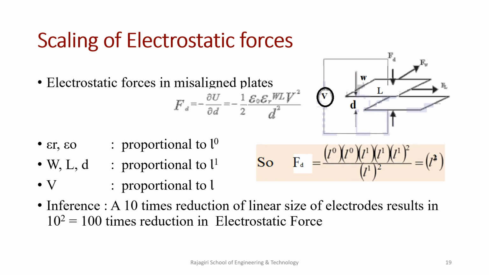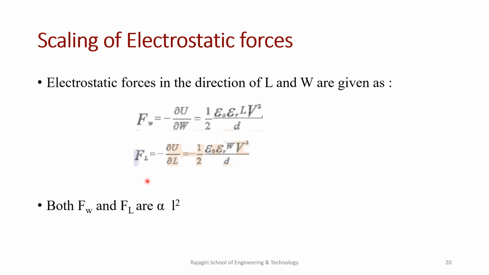The expressions for electrostatic forces in the direction of L and W are also given as Fw is equal to minus dou U by dou W, which is obtained as half of epsilon 0 epsilon R L into V square by D, and FL will be equal to minus dou U by dou L, which is also equal to minus half into epsilon 0 epsilon R W V square by D.